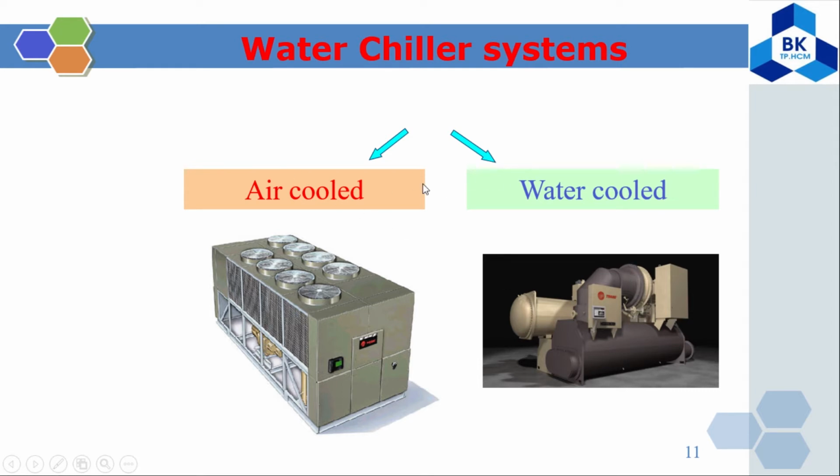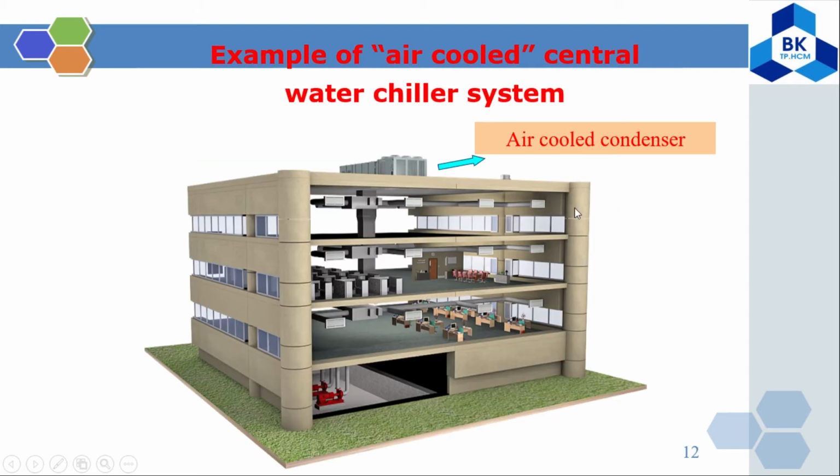That means this one is classified by whether we use air to absorb the heat from the condenser, or we use water to absorb the heat from the condenser. So we call it air-cooled or water-cooled. And this one is an example of the air-cooled central water chiller system. In this case, we use the air-cooled condenser.